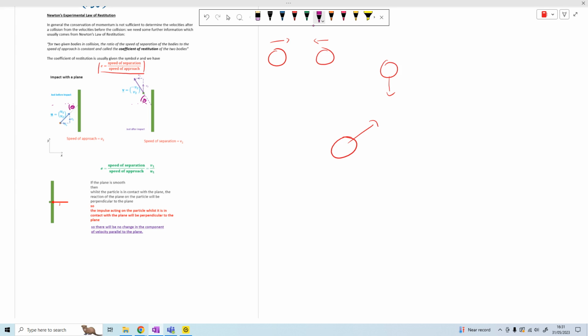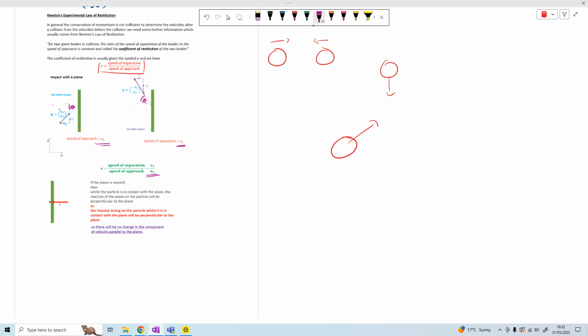If we think about what's happening, I'm approaching at u1, that's my x, and I'm separating at v1. That's how fast I'm moving away from the wall, and how fast I'm coming into the wall. How fast I'm going up and down isn't really affecting how close I'm getting to the wall and coming away from it. So in other words, this generally simplifies to this equation here, v1 over u1, which can be a little bit easier for us to work with.